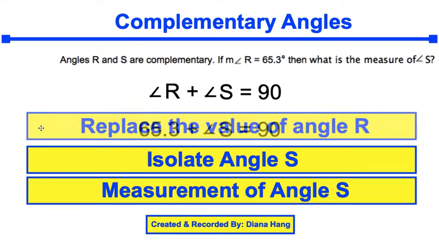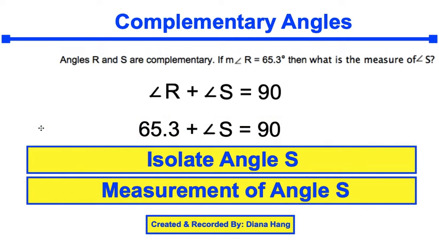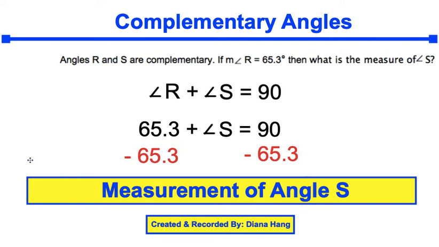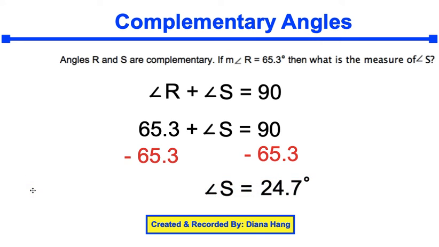Replace the information that we do know. Angle R is replaced with 65.3. In order to solve for angle S, we'll need to subtract 65.3 from both sides. And if we do the calculations correctly, angle S will be equal to 24.7 degrees.